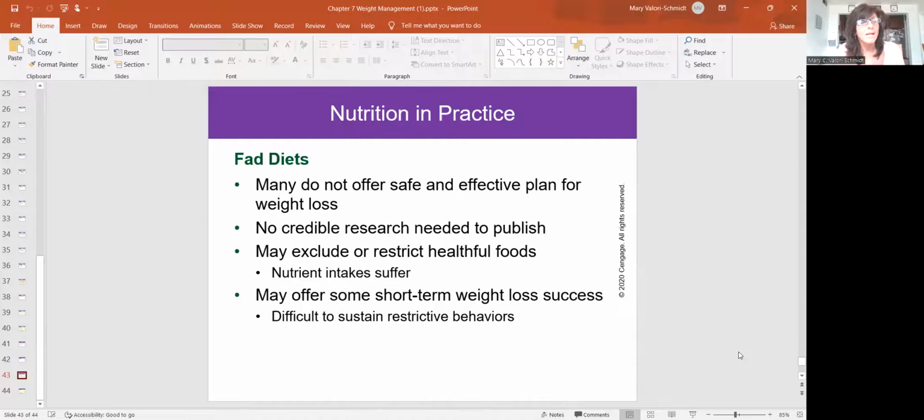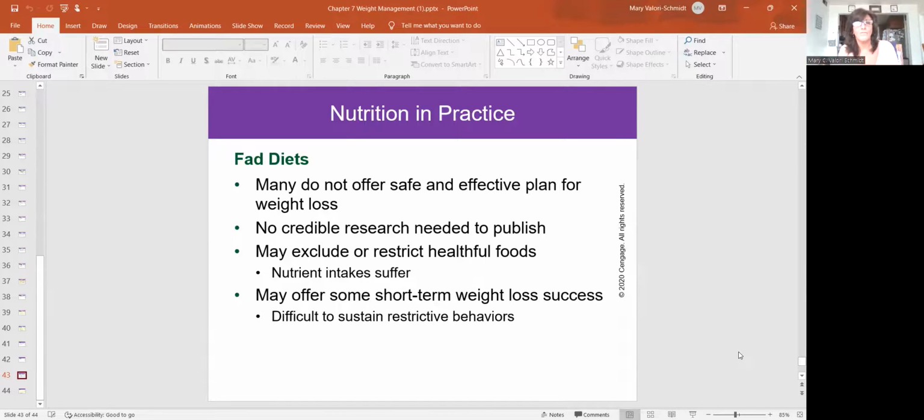Okay. Again, fad diets, they're a dime a dozen. There are so many out there. They're not safe. They're not effective. There's no research backing them. Sometimes they have you starve yourself. Sometimes they have you eliminate one entire food group, like the keto diet. You can't eliminate carbs. Let me say that again. You cannot eliminate carbohydrates. You need them.